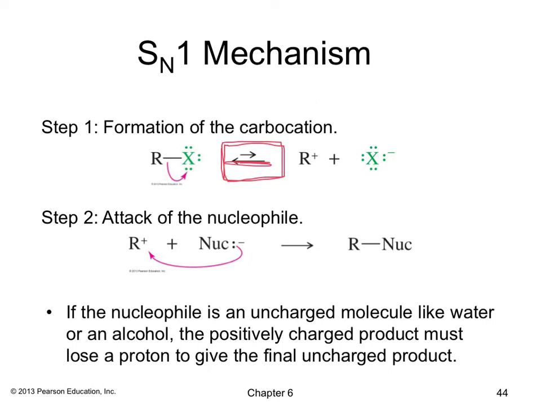Then there's a second step. In the second step, you have the nucleophile come in, attack that carbocation, generating the bond. In this case, in the second step, this is in one direction. The first step, again, is in equilibrium. This is the rate-determining step. Here, once that rate-determining step happens, the rest is fast. So if a nucleophile is an uncharged molecule, like water or alcohol, the positively charged product must lose a proton to give a final uncharged product.